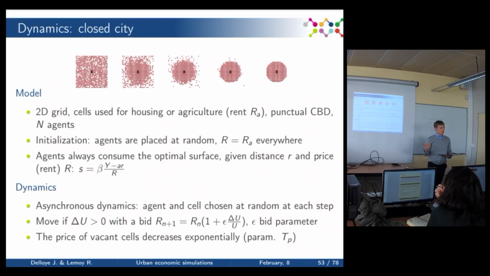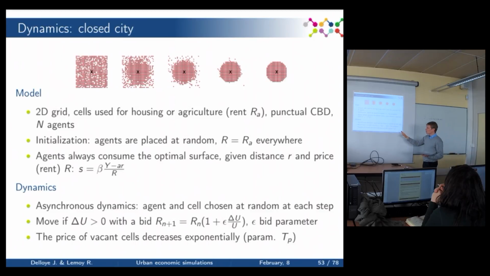How does the agent know if he or she wants to move? He has to compute the utility. He knows his current utility, and he computes the utility he would get in the new cell. I didn't show how to compute the utility, but using the surface and the rest of the formulas you had before, you can compute it. The agent compares it with the current utility, computes the difference, and if he gains some utility by moving, then he will move. But for this, he has to propose a bid to increase the price of the cell of destination.